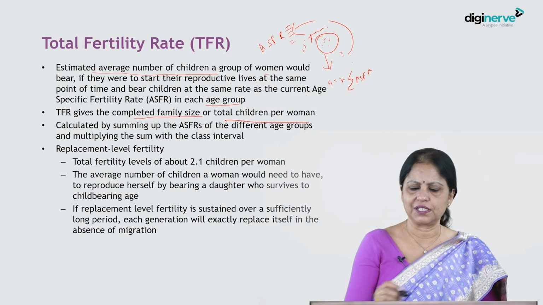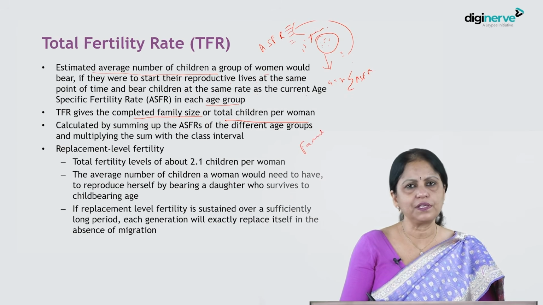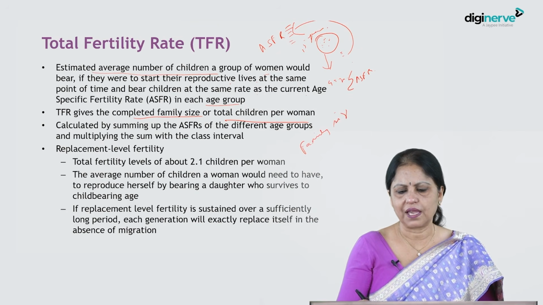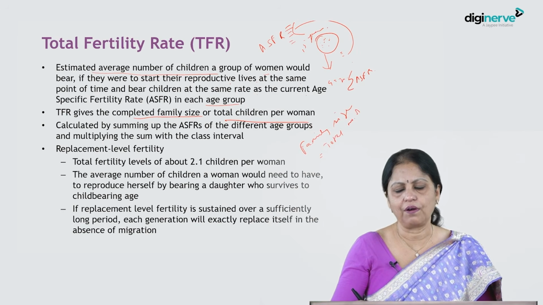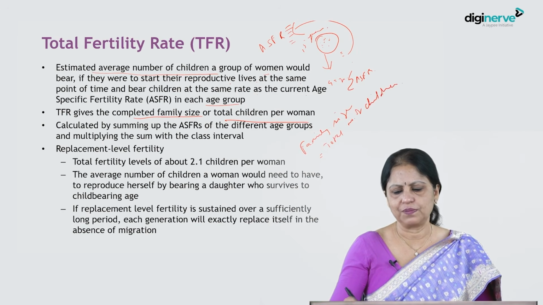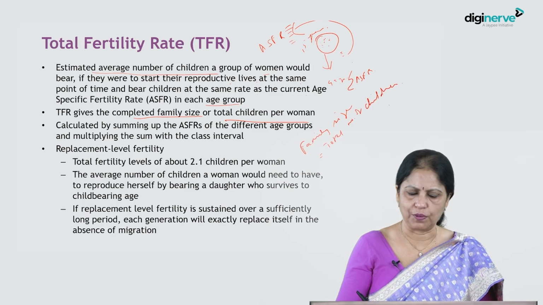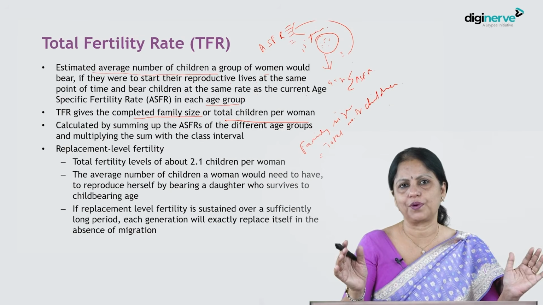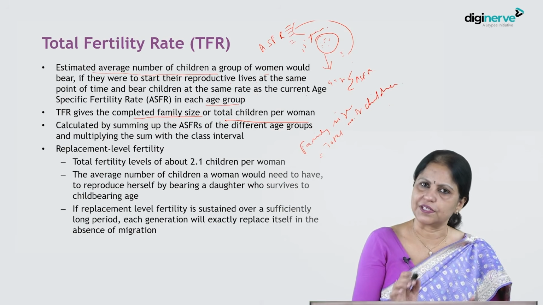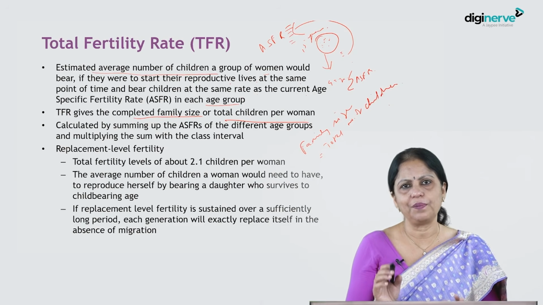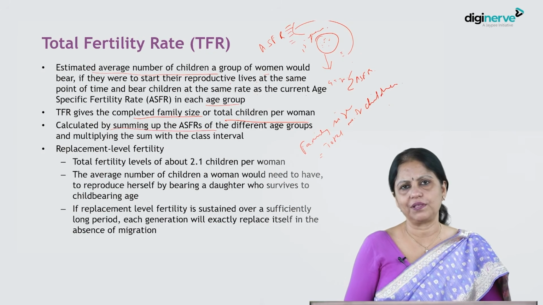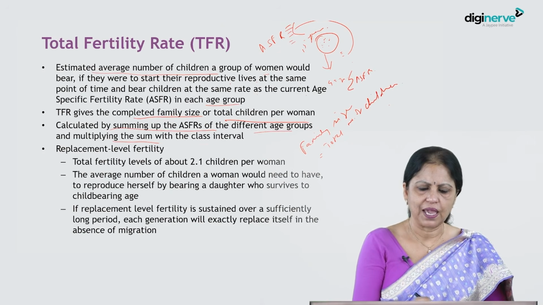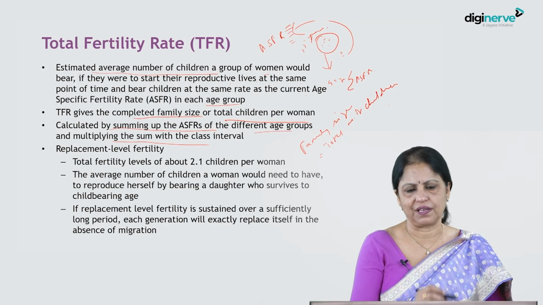Remember, in fertility, family size does not mean the total number of family members. Family size means the total number of children born to a woman. So TFR gives that completed family size, because it covers the entire reproductive life of that group of women. So, completed family size or total children per woman. This is the total fertility rate. It is calculated by summing up all the age-specific fertility rates of the different age groups and multiplying that with the class interval I have told you.